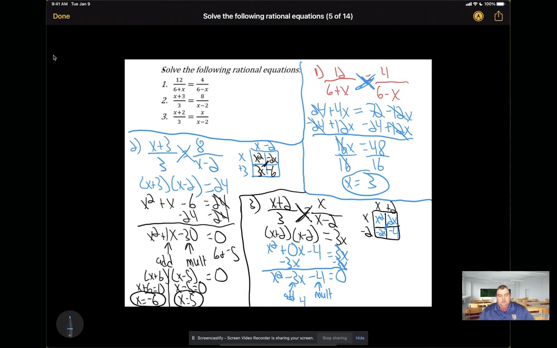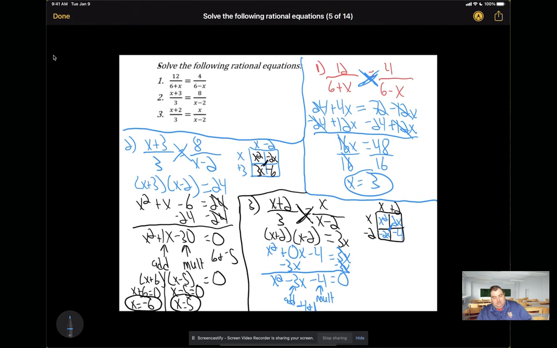Well, those two numbers are going to be negative 4 and positive 1. Negative 4 plus 1 is equal to negative 3, and negative 4 times 1 is equal to negative 4. So my factored form is going to be x minus 4, x plus 1 equals 0. I can now go ahead and set each factor equal to 0, just like I did in number 2.